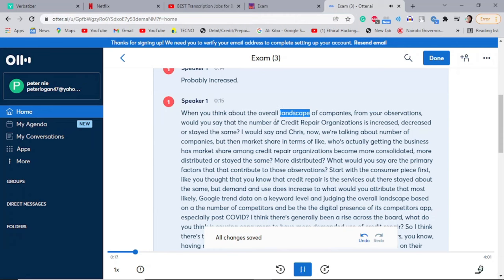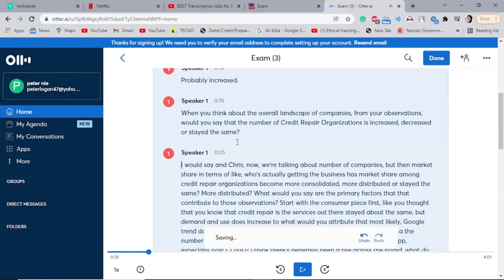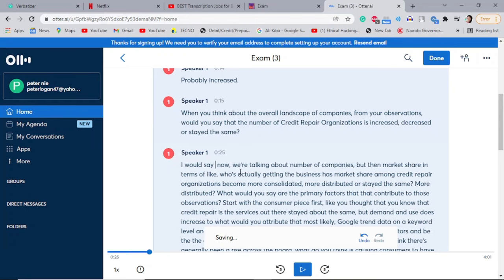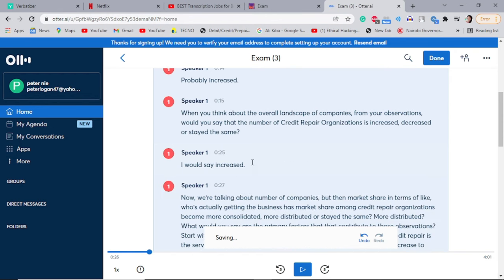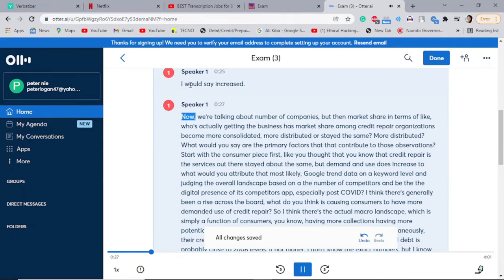When you think about the overall landscape of companies, would you say that the number of credit repair organizations has increased, decreased, or stayed the same? Now, we're talking about number of companies, but then market share in terms of, like, who's actually getting the business. Has market share among credit repair organizations become more consolidated, more distributed, or stayed the same? More distributed.